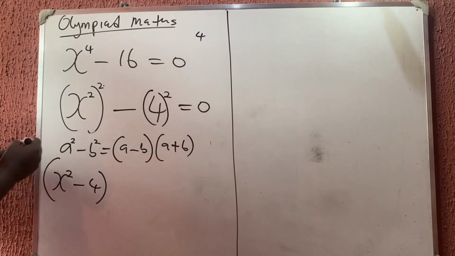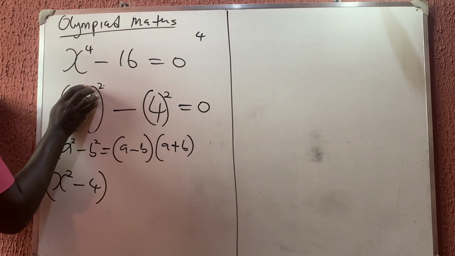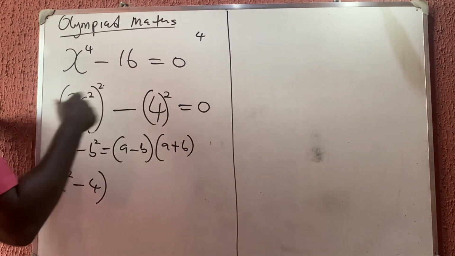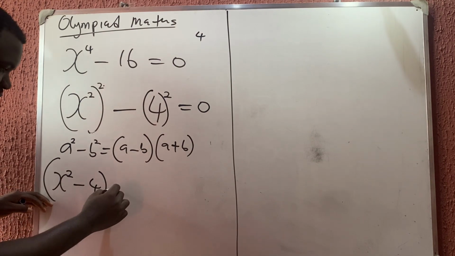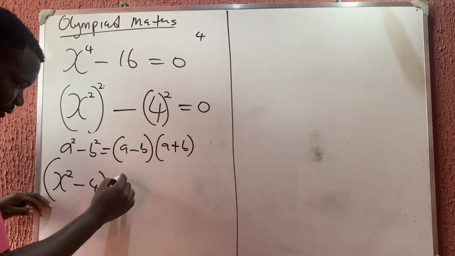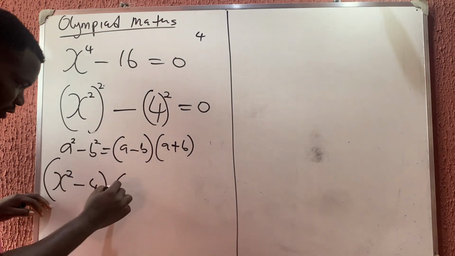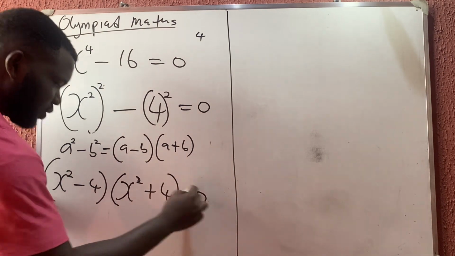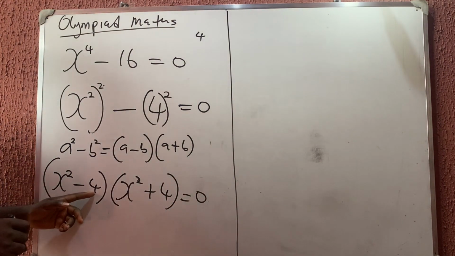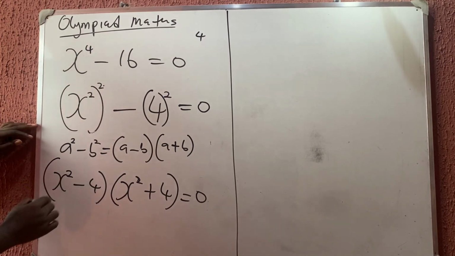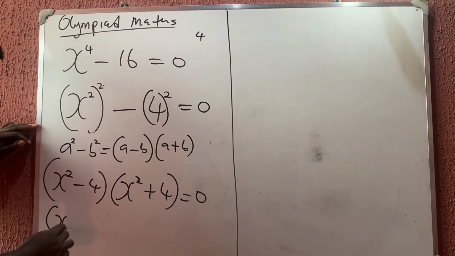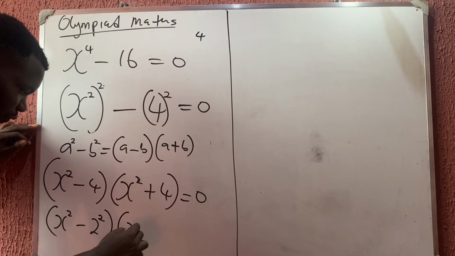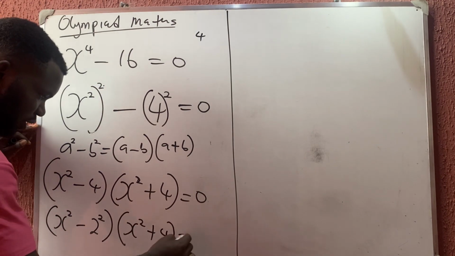Let me put it like this so that you understand it better. This one inside the bracket squared, this one inside the bracket squared, and their difference. So this is a difference of 2 squares. So it's going to be this, times, you go again, x squared, but this time you say plus 4 is equal to 0. Now, 4 can equally be broken down again, so this x squared minus 4 will be written as x squared minus 2 squared, in bracket of x squared plus 4 is equal to 0.